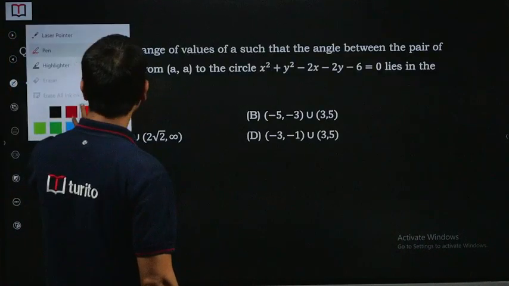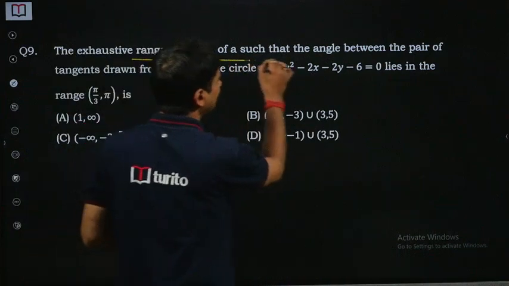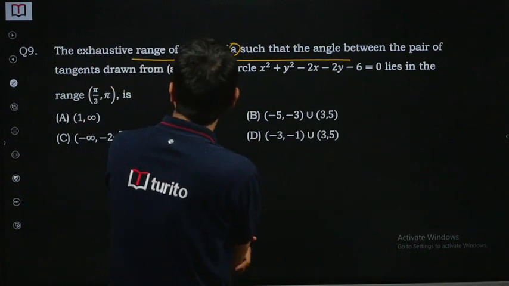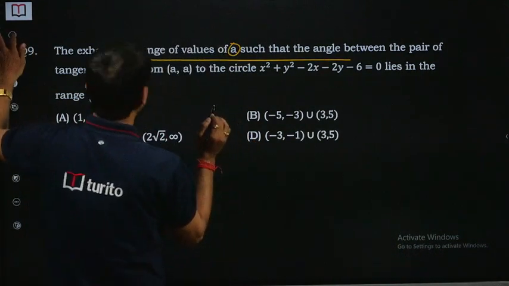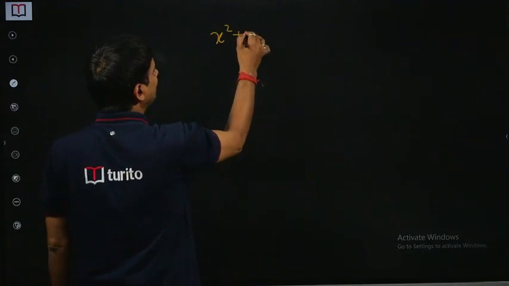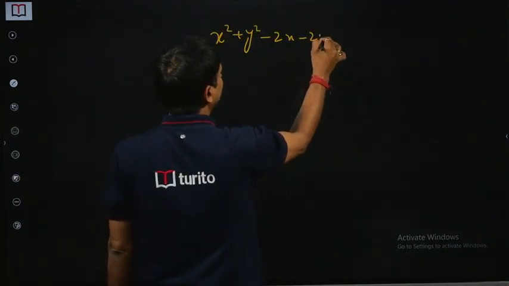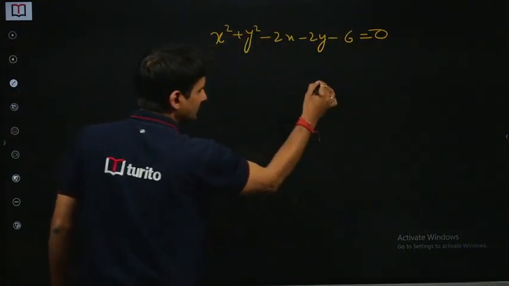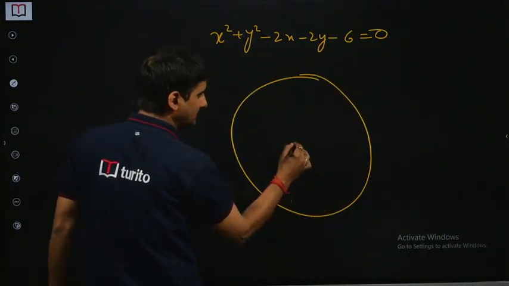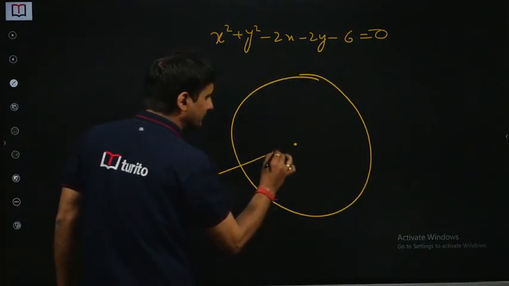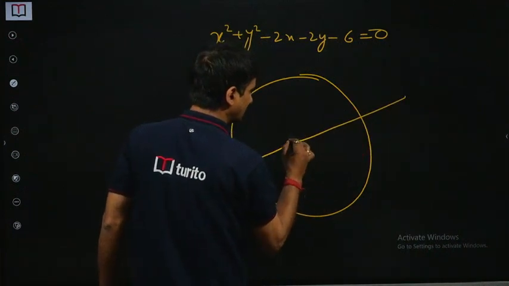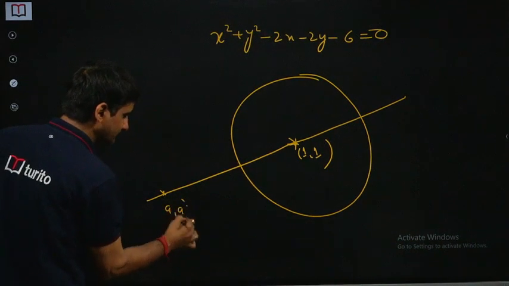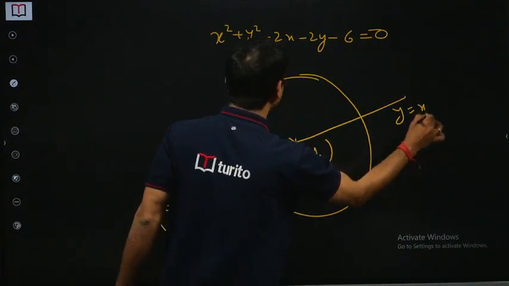Moving to the ninth question. The ninth question is: the exhaustive range of values of a such that the angle between the pair of tangents drawn from (a, a) to the circle x square plus y square minus 2x minus 2y minus 6 equal to 0. That's the circle whose center is (1, 1), and the point is (a, a). Again, both of them lie on the line y equal to x.